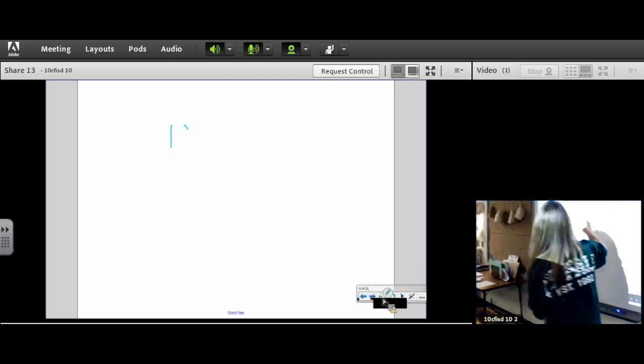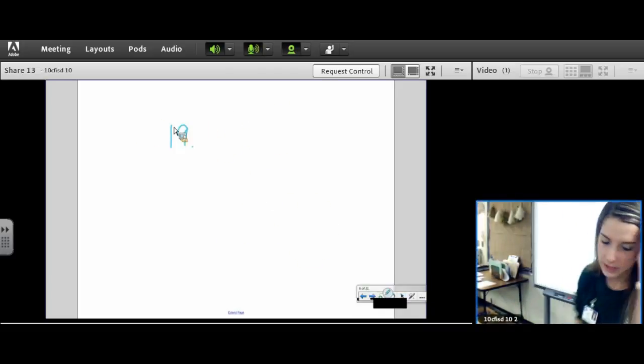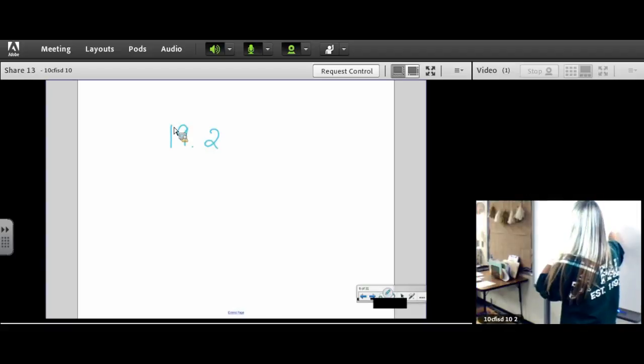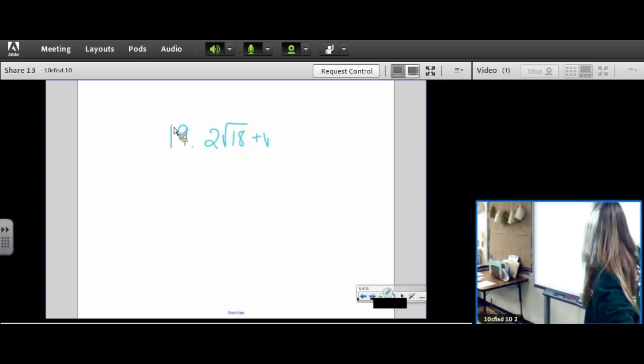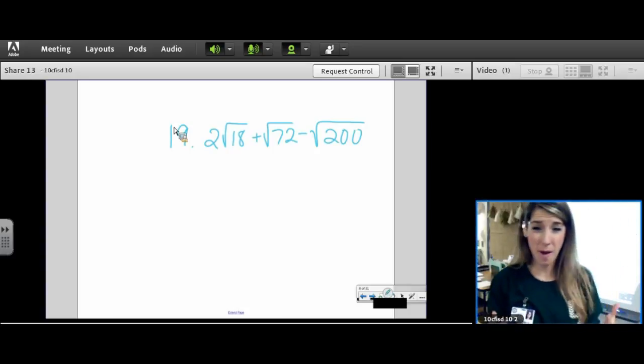19. Ooh, this is a good one. I would probably say this is one of the harder ones on your worksheet, because if you make even one mistake in the factor tree, then you get the whole problem wrong, because it's dependent on combining all those terms.